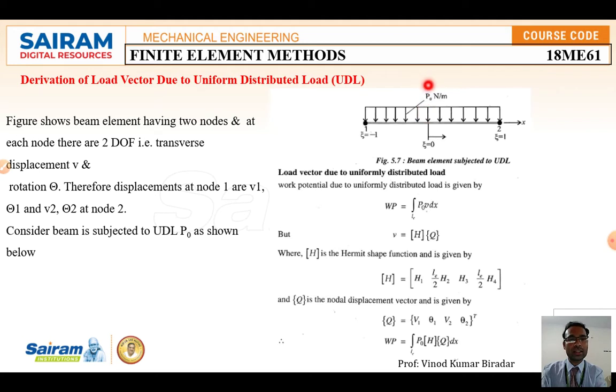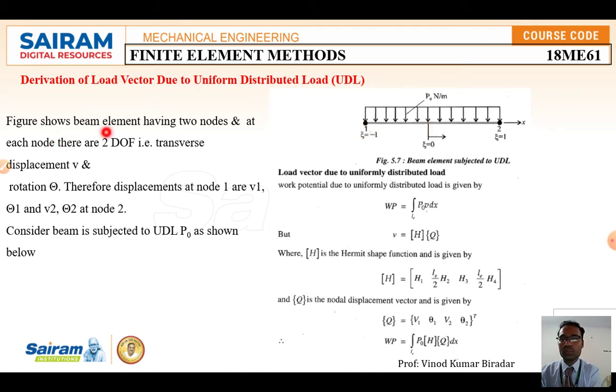If you consider the natural coordinate system, we denote the origin at the center. From the left hand side we consider zeta is equal to -1, from this point we consider zeta is equal to 1, and at the middle zeta is equal to 0. This beam is subjected to a UDL, uniformly distributed load.